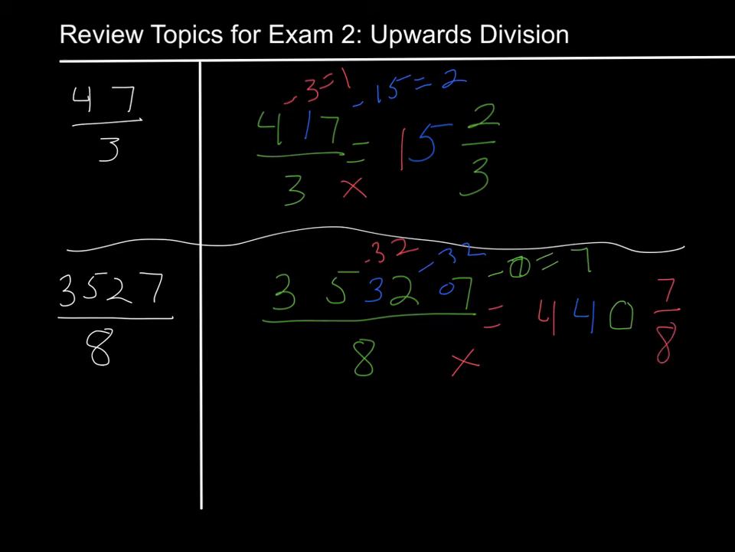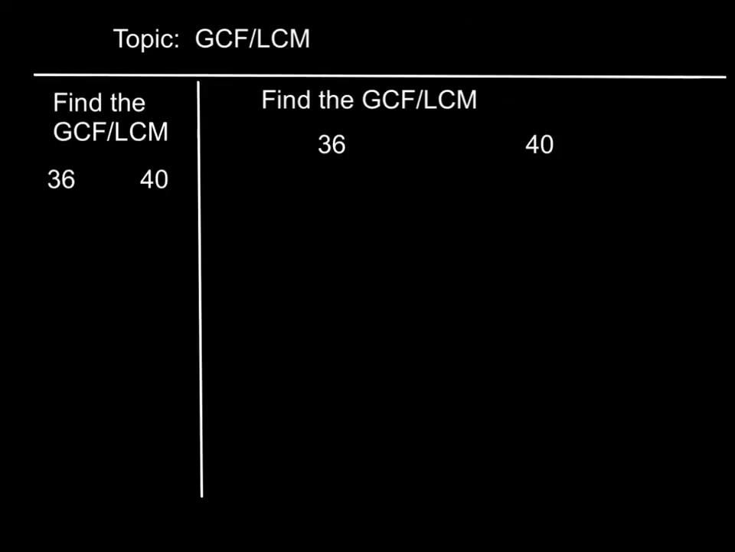The nice thing about, or the main benefit of, upwards division is you know where this remainder is supposed to go. It goes in my numerator. And you know where this denominator is supposed to go, it goes on my denominator. Everything else is pretty much the same as the traditional algorithm. Okay, let's take a look at the next slide.